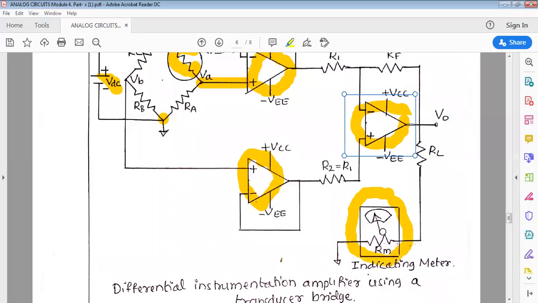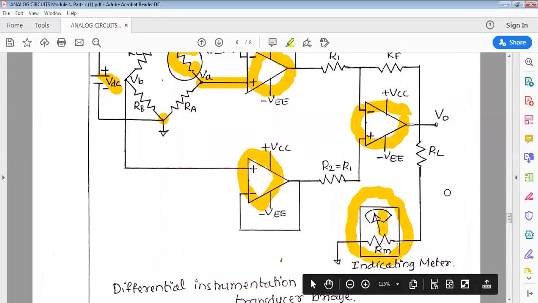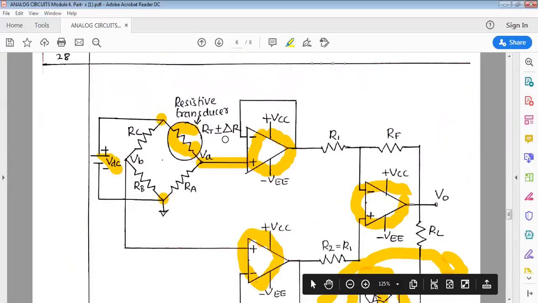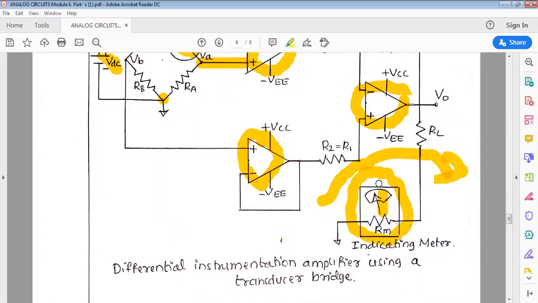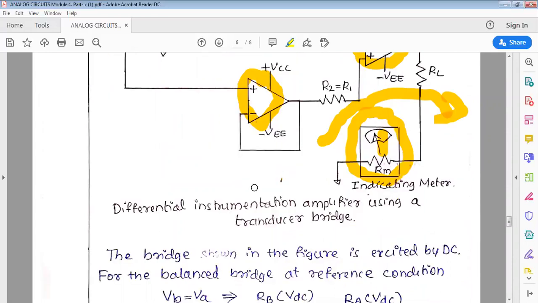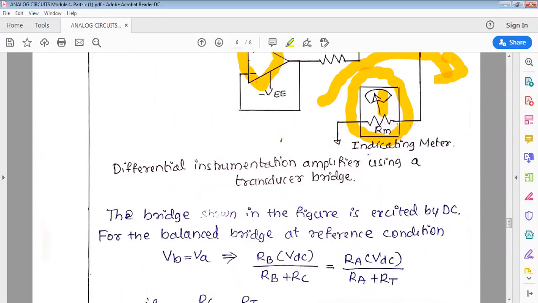That is, the pointer deflects. That is, in this way it changes whenever there is a change in this delta R. Basically, the meaning of delta R is change in R. So whenever there is a change in the resistance, that will be shown here using this pointer. Now let us analyze this circuit.